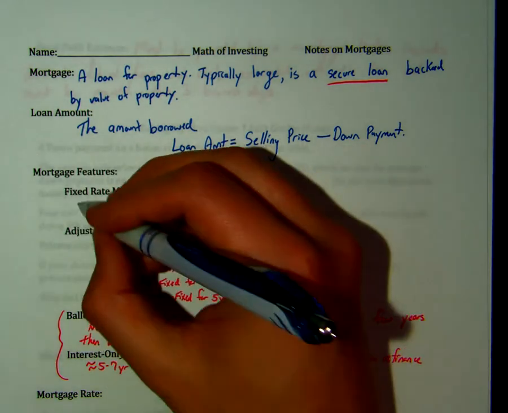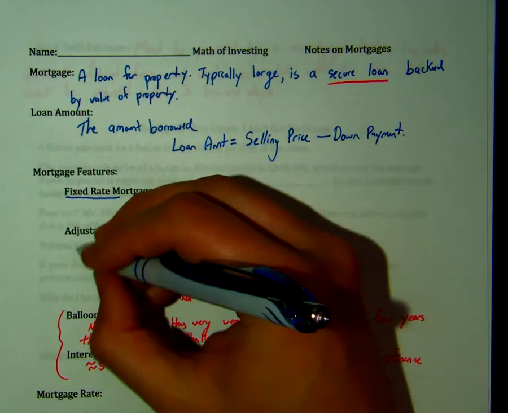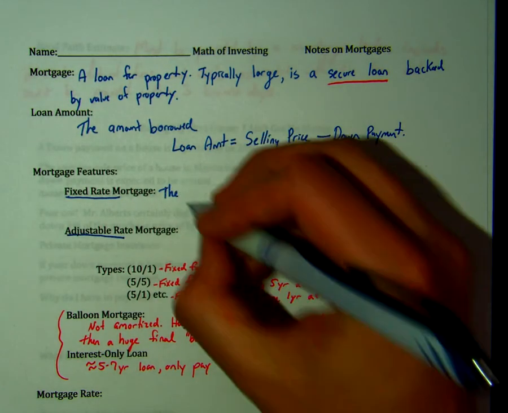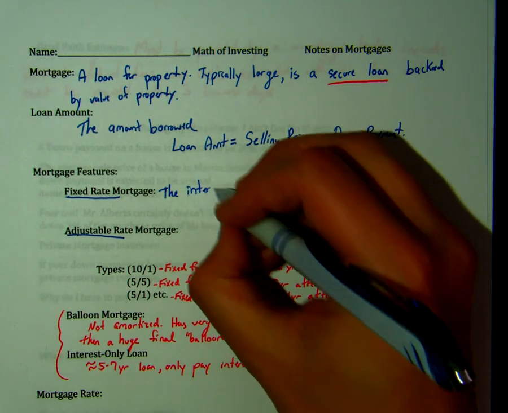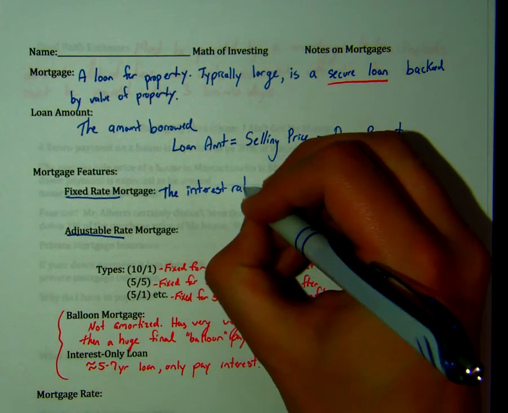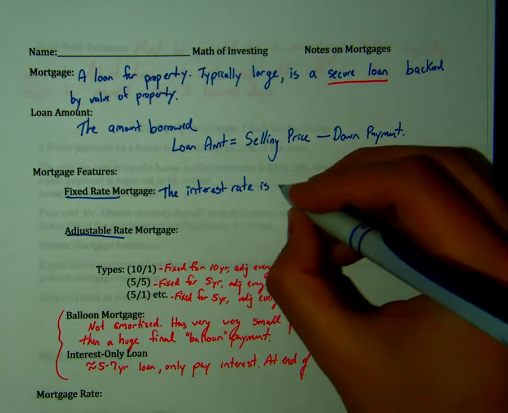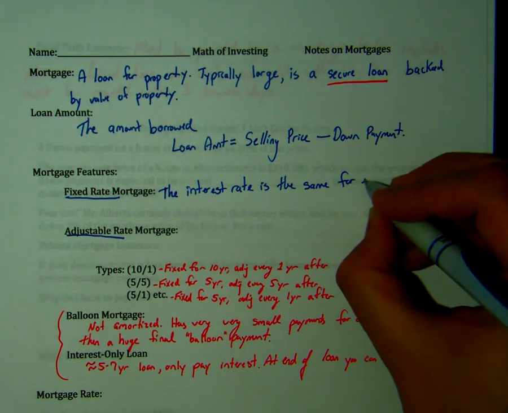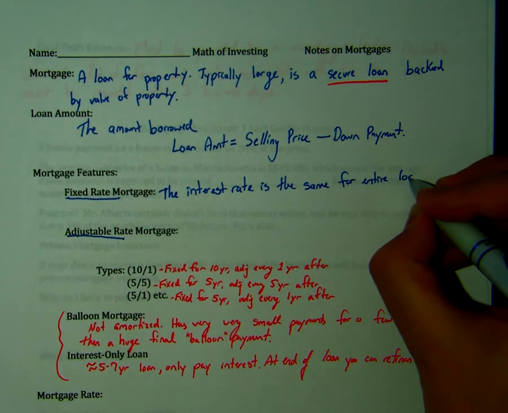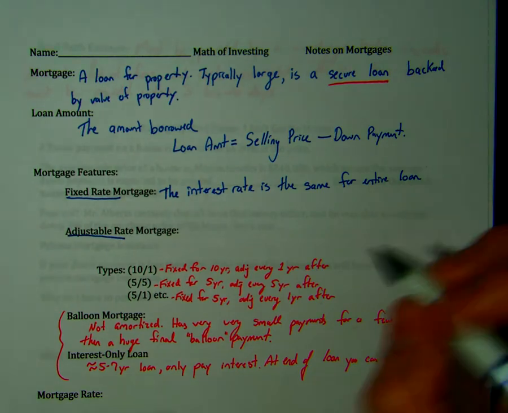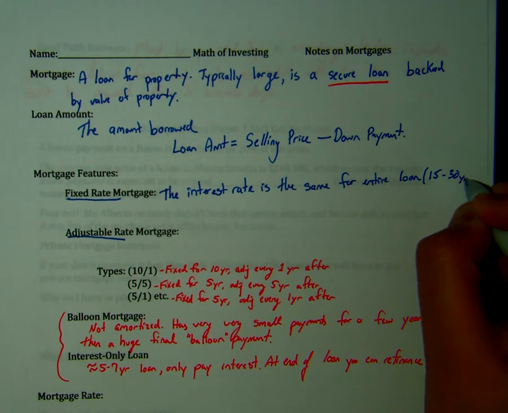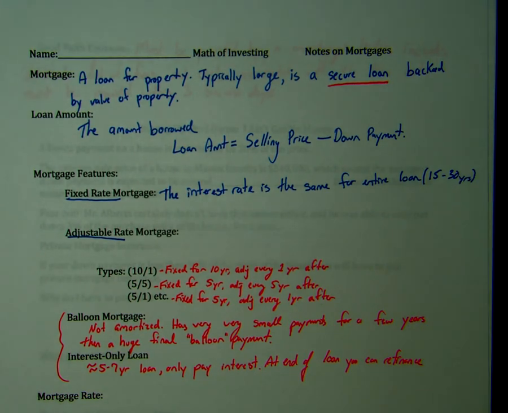So the fixed rate mortgage and adjustable rate mortgage are pretty self-explanatory with the difference there. With the fixed rate mortgage, the interest rate is the same forever. It is fixed. So it is the same for the entire loan. And typically, mortgages run for either 15 or 30 years. So you are paying this off for an exceptionally long time.